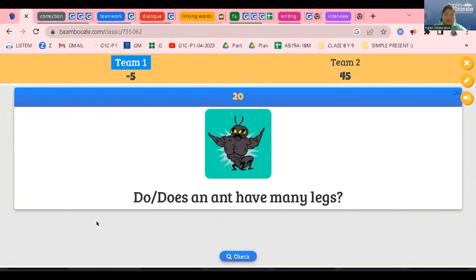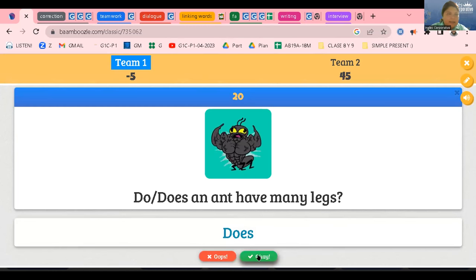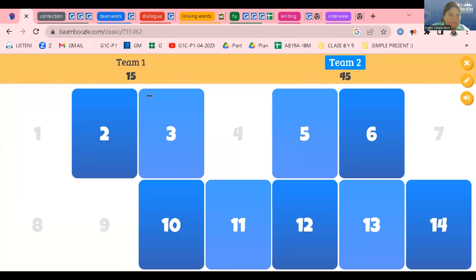What do you think? Do or does an ant have many legs? That's a strong ant. Which is the correct auxiliary, guys? What do you think? Does. Okay, so let's check it. Excellent. Does. Let's see. Somebody else. How about you?